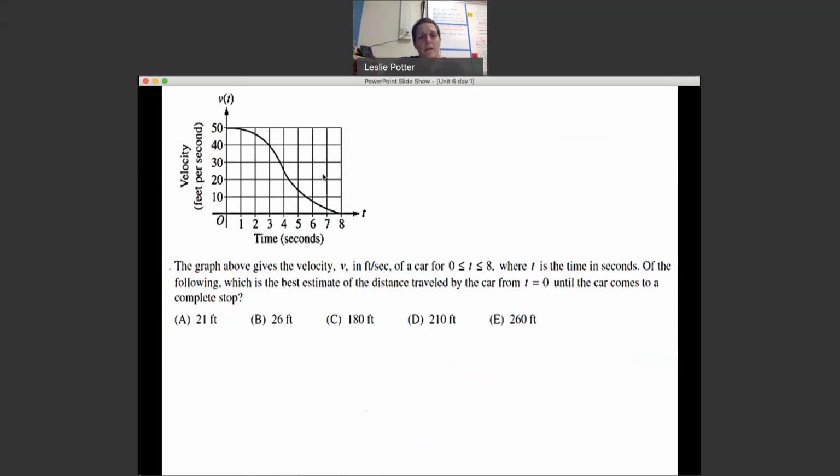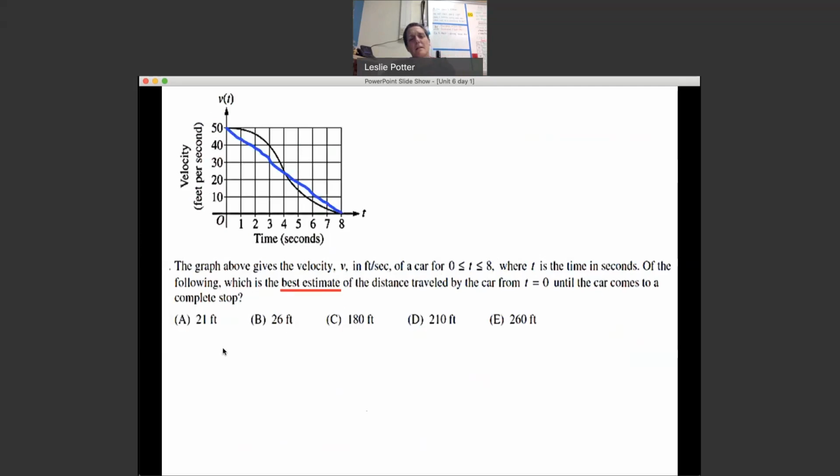So we have a velocity graph here. We see that it's a curved shape, so we know we're going to have to approximate. And it's telling us right there, which answer down below here is the best estimate of the distance traveled. We can call it distance traveled because our velocities are positive, so it's okay. And so the car is traveling for 8 seconds, time is in seconds, velocity is in feet per second, so all the units are good.